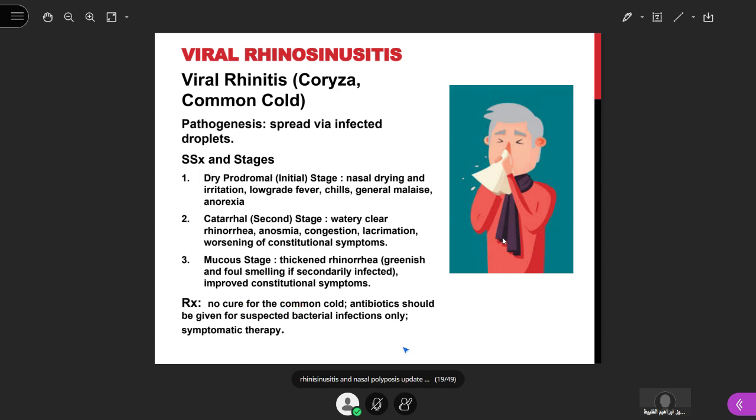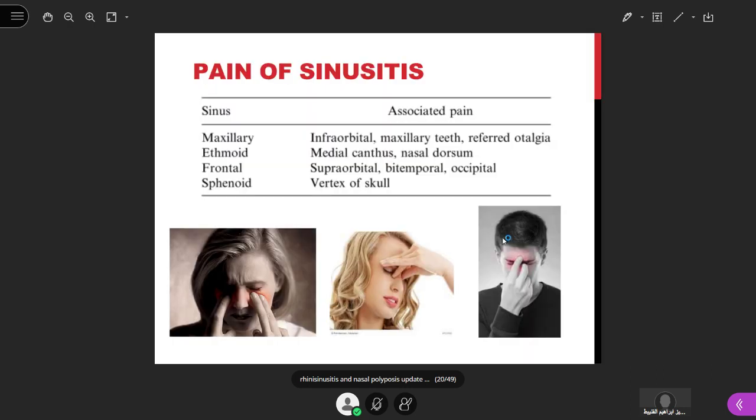Treatment is only supportive. Sometimes we need to give antibiotic in cases of secondary bacterial infection. The site of pain in sinusitis: maxillary, usually infraorbital and maxillary teeth, with referred otalgia to the ears. Ethmoid, usually the medial canthus and the nasal dorsum. Frontal, usually supraorbital and bitemporal, sometimes occipital. The bitemporal pain you have to differentiate from migraine headache. Sphenoid, usually in the vertex of the skull.